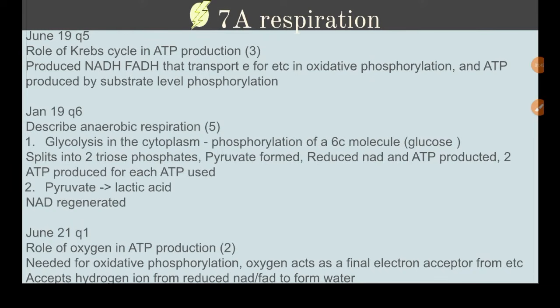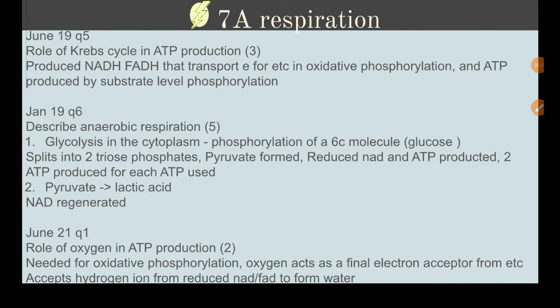Here we have common or just past paper questions about the first topic, respiration. So the role of the Krebs cycle. The Krebs cycle produces NADH and FADH, which transports electrons for the electron transport chain in oxidative phosphorylation. It also produces ATP by substrate level phosphorylation. Another question, describe anaerobic respiration. This was for 5 marks. So the first step of anaerobic respiration is glycolysis in the cytoplasm, and then lactic acid fermentation, where pyruvate is turned into lactic acid and NAD is regenerated.